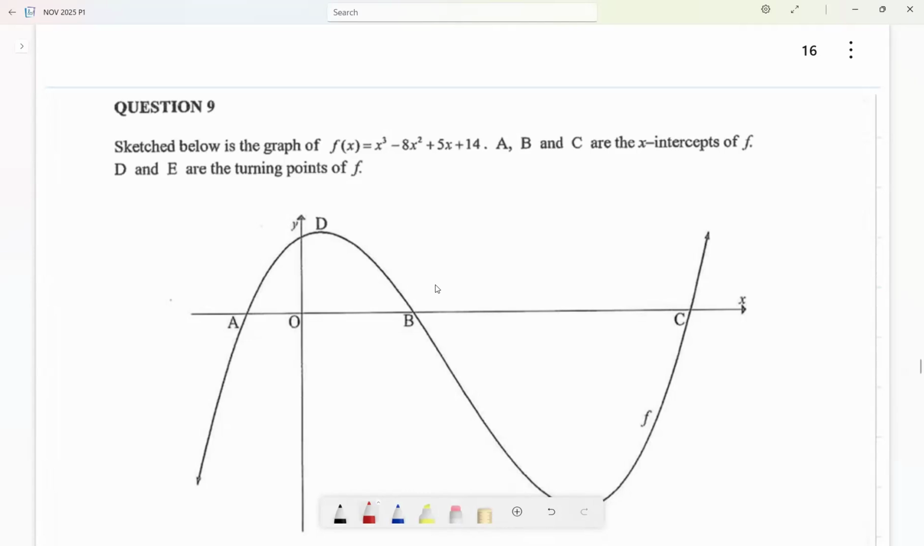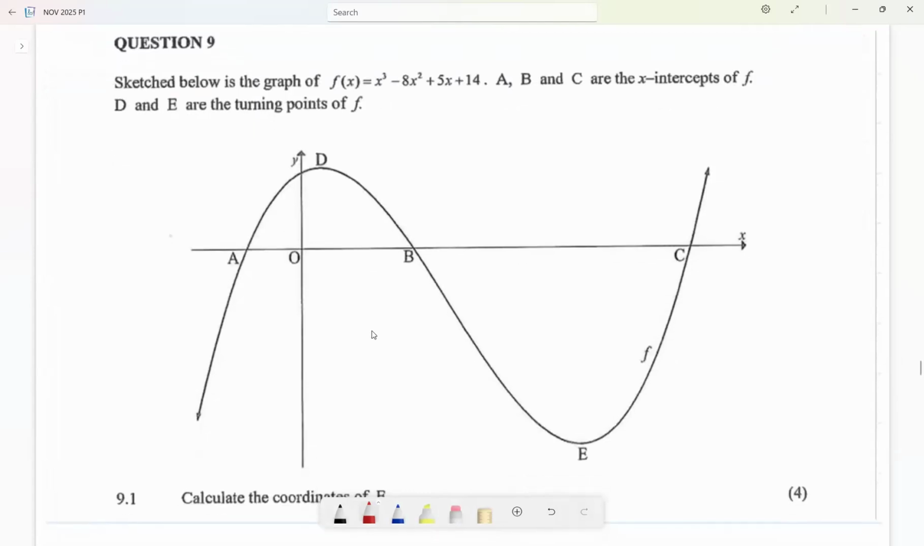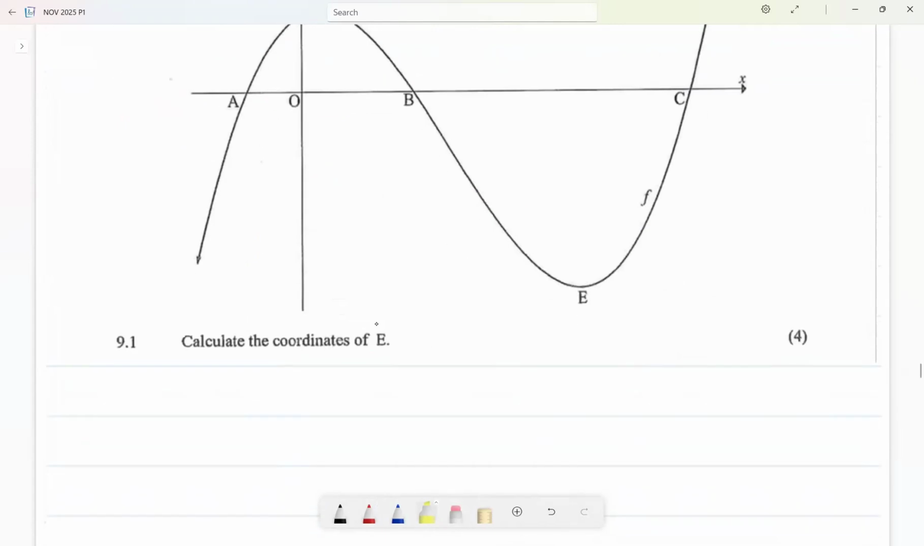Okay, now let's do the final touch-ups on question 9. It says sketched below is the graph of f(x) = x³ − 8x² + 5x + 14. A, B, and C are the x-intercepts of f respectively. D and E are the turning points. Okay, fine. These are the things that we already know, guys. You don't need to be scared of.